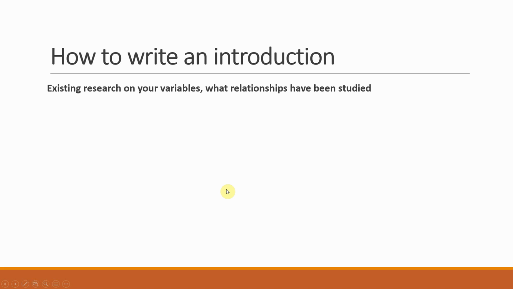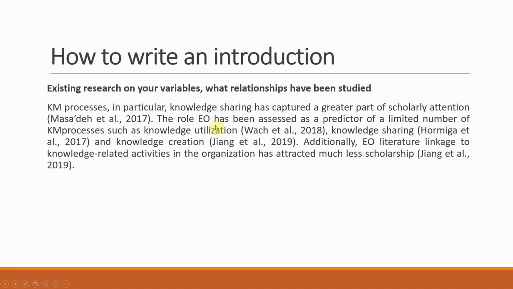Moving on. Once you have identified the value in general and the value pertinent to the particular setting, you write about existing research on the variables. What relationships have been studied? What are the gaps? What are the limitations? What are the future research directions that existing scholars have identified, which you are taking into account as you situate your own research? For instance, KM processes in particular, knowledge sharing has captured a greater part of scholarly attention.